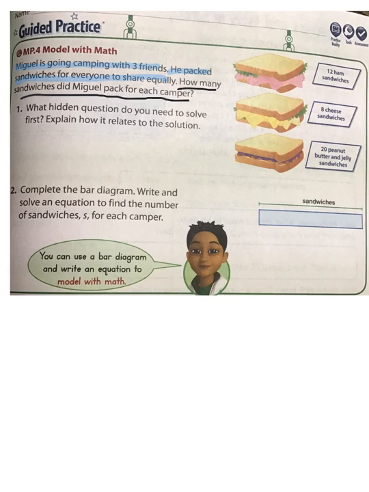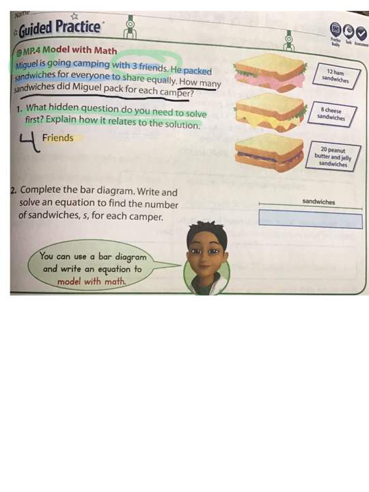Okay, first question, we want to find out what is the hidden question we need to solve first. Explain how it relates to the solution. Well, first of all, we need to know how many friends are going camping. It says Miguel is going camping with 3 friends. So we actually have 4 friends that are going camping.